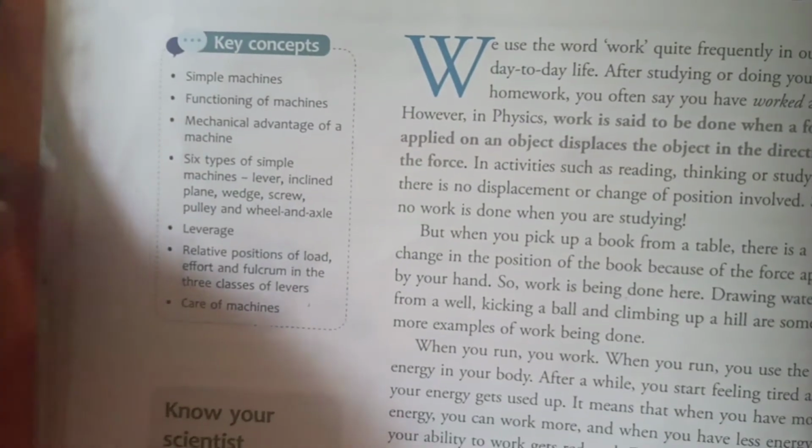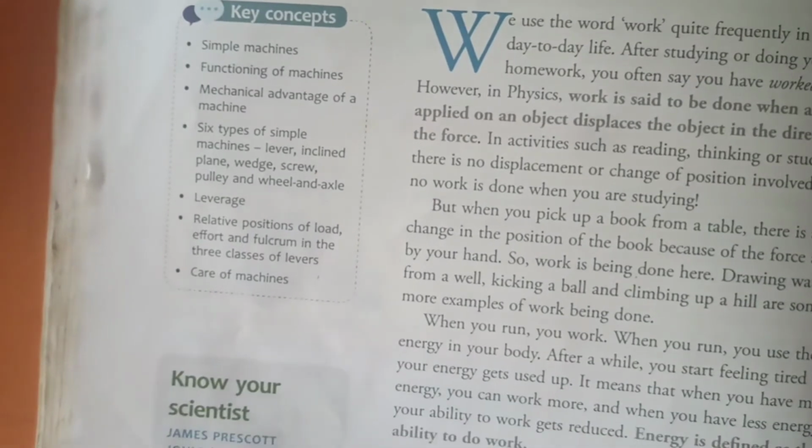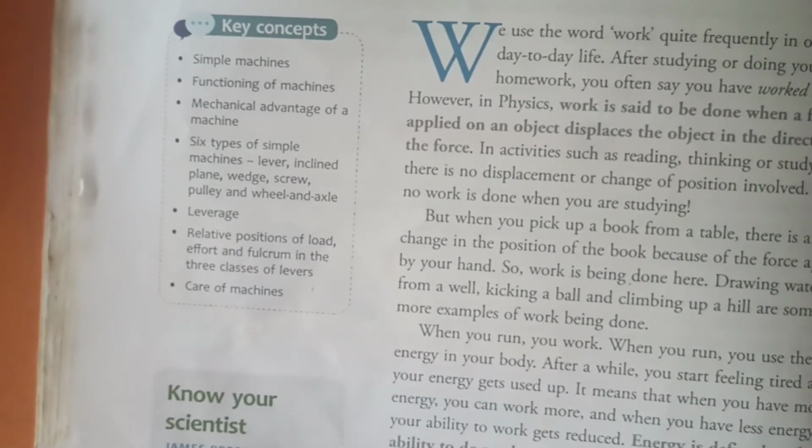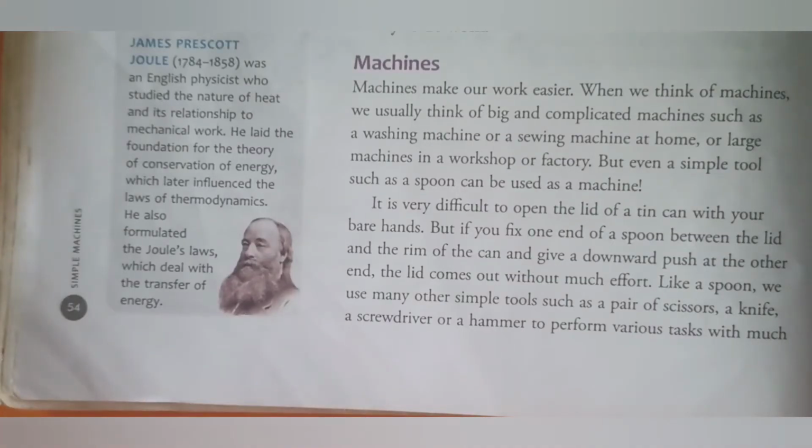All of you know it, machine. Machine is a tool that makes our work easier and faster. We can save time also. Suppose we can do the work with a machine. Work is said to be done when a force applied on an object displaces the object in the direction of the force. Energy is defined as the ability to do work.